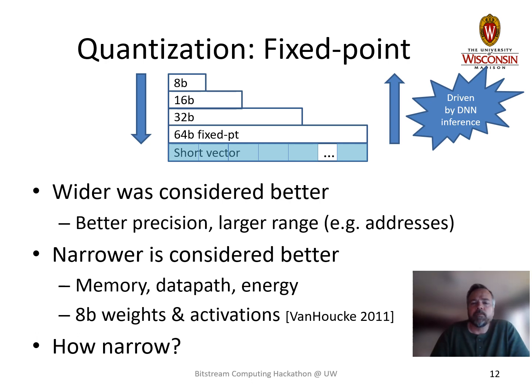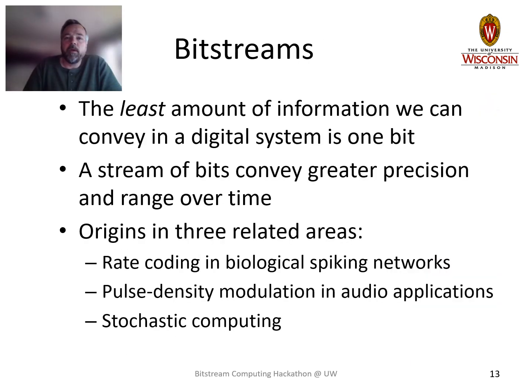So the natural question that comes to mind when you think about this is, how narrow can we go? What is the narrowest value that we can still usefully operate on in a digital system? That's 1 bit. If 1 bit is the least amount of information that we can convey in a digital system, we can build hardware that's very, very simple. As we'll see, we can build hardware that costs almost nothing and that can perform arithmetic operations on these 1-bit values. But of course, 1 bit doesn't give you much range or much precision.